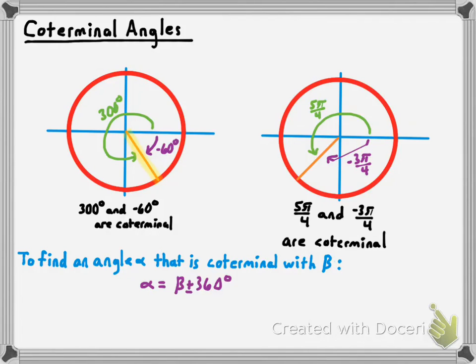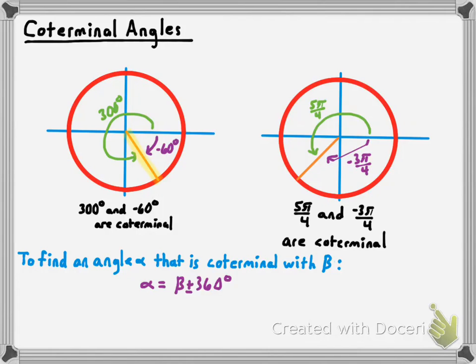So you can either add or subtract 360 degrees to find a coterminal angle if you're working with degrees. Now, you can actually add or subtract any multiple of 360. You could add 720 degrees, add 1080 degrees, or subtract those amounts to find coterminal angles, because for every 360 degrees that you go around the circle, you end up with an angle that's coterminal to the one that you started with.